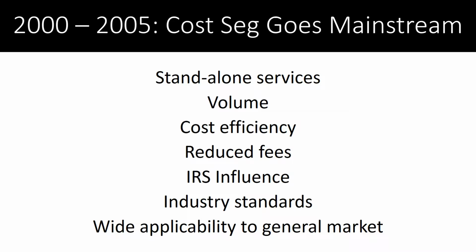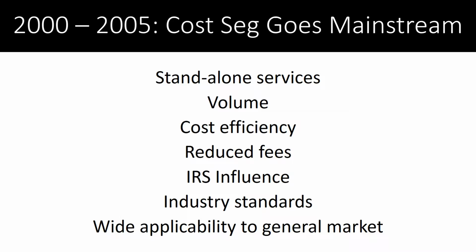Over the years, cost segregation went mainstream. Bedford entered the field in 2002 as a standalone service and soon created sufficient volume to drive down the cost of producing the service, thereby enabling a substantial reduction in fees. At the same time, the IRS was influencing the conduct of cost segregation studies by publishing its quality standards in the form of a detailed guide for use by IRS auditors.